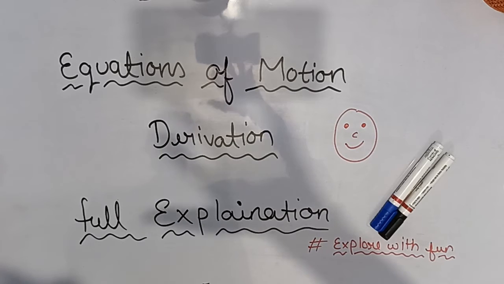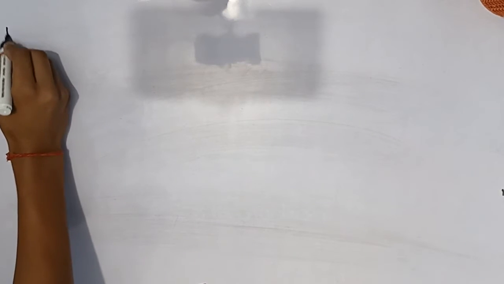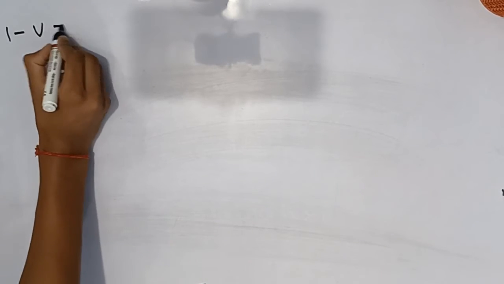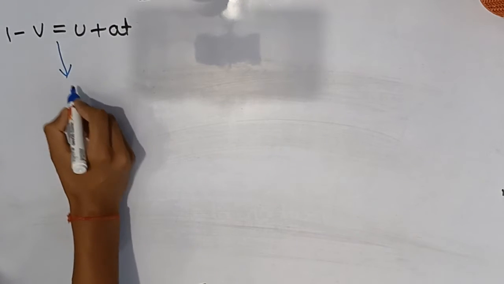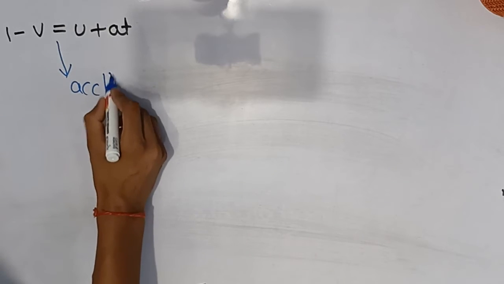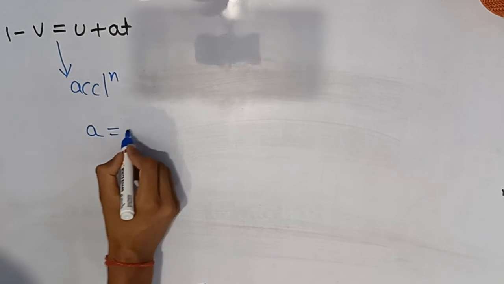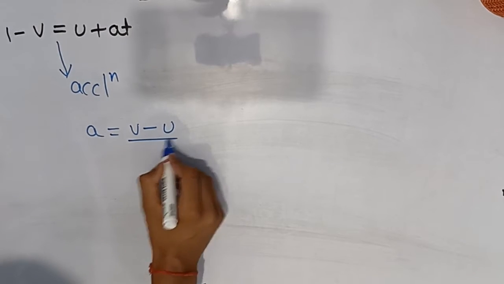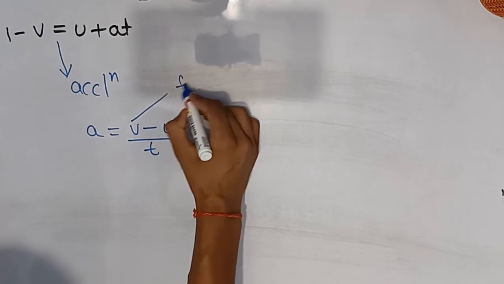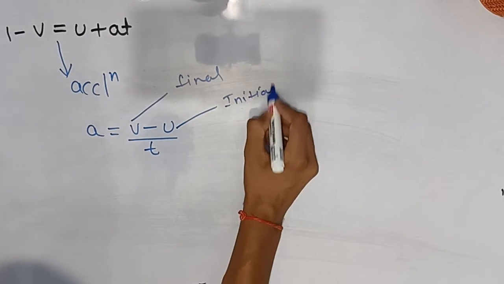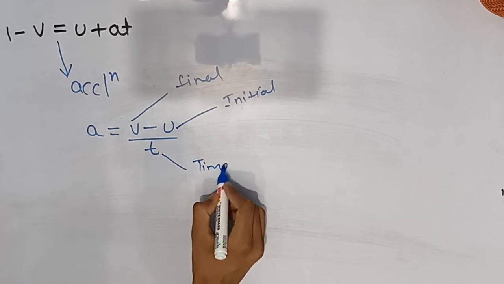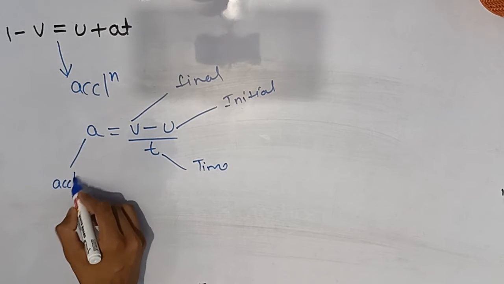The first equation of motion is v = u + at. So how will we derive this equation? It is very simple. We will derive it from the acceleration formula. What is the formula of acceleration? a = (v - u)/t, where v stands for final velocity, u stands for initial velocity, t stands for time, and a stands for acceleration.